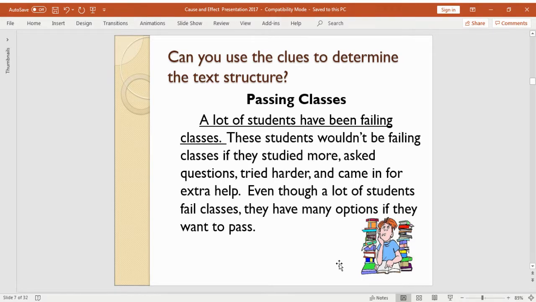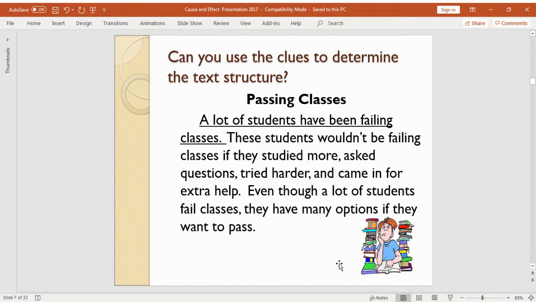Passing classes. Notice that I've underlined a portion or a sentence within the paragraph. This is our clue to help us. A lot of students have been failing classes. These students wouldn't be failing classes if they studied more, asked more questions, tried harder, and came for extra help. Even though a lot of students fail classes, they have many options if they want to pass.